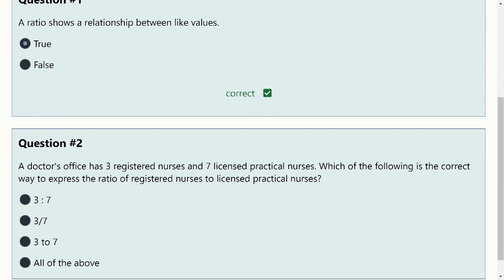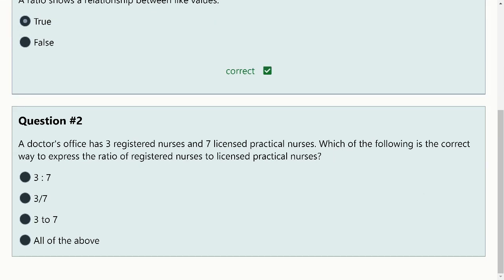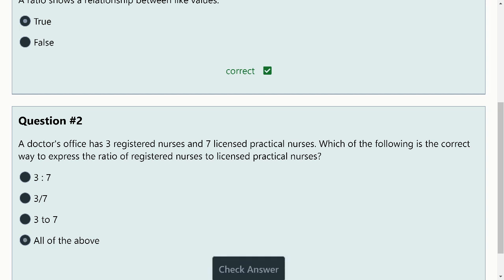It's true. A doctor's office has 3 registered nurses and 7 licensed practical nurses. Which of the following is the correct way to express the ratio of registered nurses to licensed practical nurses? So it's all of them.